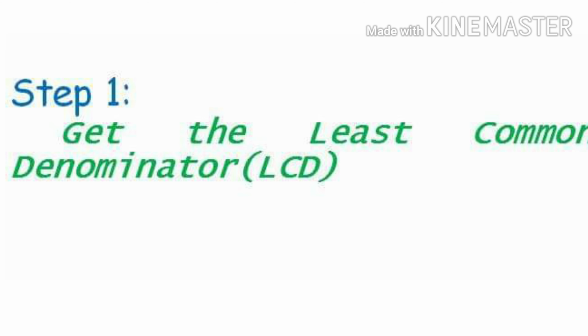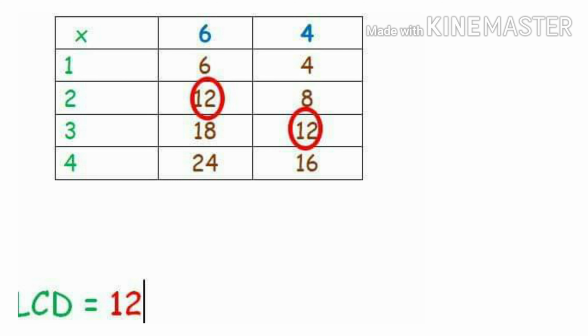LCD, or least common denominator, of 6 and 4. How do we do that? We will use the listing method. Let's go ahead and find out the multiples of 6. So the same thing. You need to multiply the denominators with the same number. So multiply 6 by 1, 2, 3, and 4.